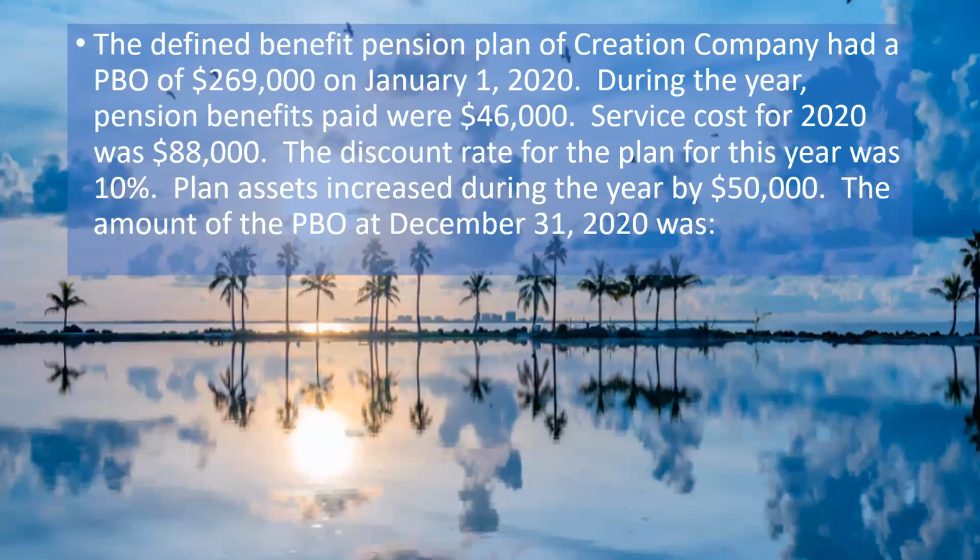All right, the defined benefit pension plan of Creation Company had a PBO, remember that's the projected benefit obligation, of $269,000 on January 1st, 2020. During the year, pension benefits paid were $46,000. Service costs were $88,000, and the discount rate for the plan for this year was 10%. Plan assets increased during the year by $50,000. The amount of projected benefit obligation at December 31st, 2020 was how much?